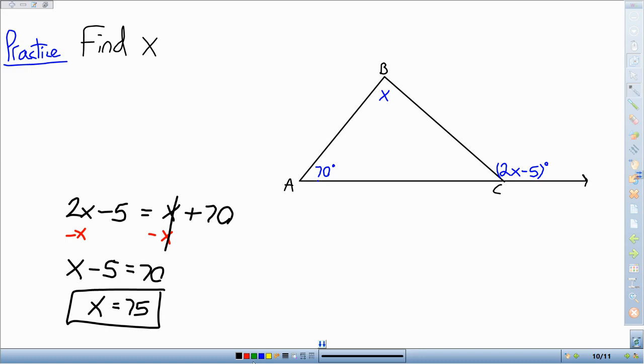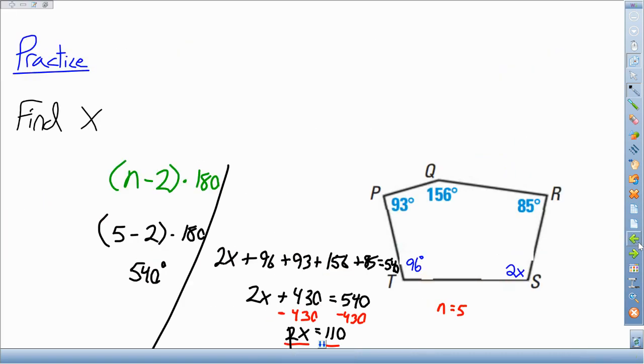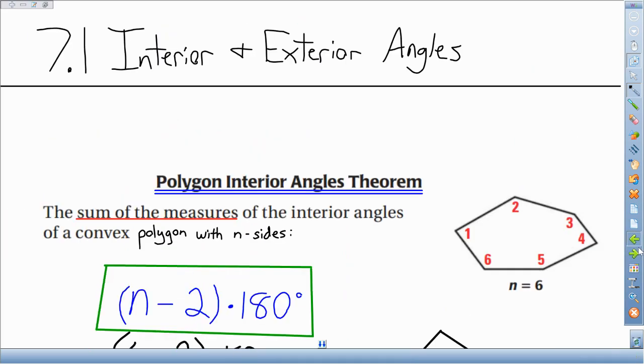So yeah, that's a nice little theorem there, but really the big thing to take away from this lesson today was the interior angle theorem. This formula right here at the very front, this guy. That's one that you'll use every so often throughout the year.